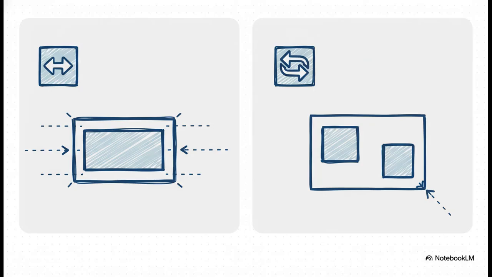But this is where we take control. Instead of just sticking with the default top and left, we can pin an object to left and right. And this tells Figma to stretch the object as the frame resizes. Or we can set it to scale, which is really cool. It makes the object grow or shrink proportionally right along with its parent.